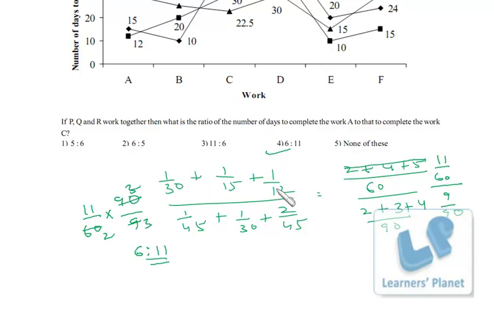Just be very clear about it. This is the work done in 1 day, and this is the work done in 1 day. This is work A, this is work C, right? So 11 by 60 is the work done in 1 day, so the total work will take 60 by 11. Similarly, here the single day work is 9 by 90, so the total number of days will be 90 by 9, right? So this is how you have to calculate. I hope you are clear.